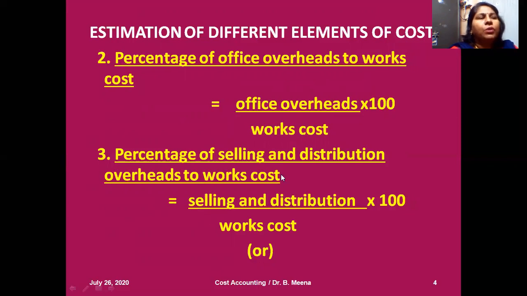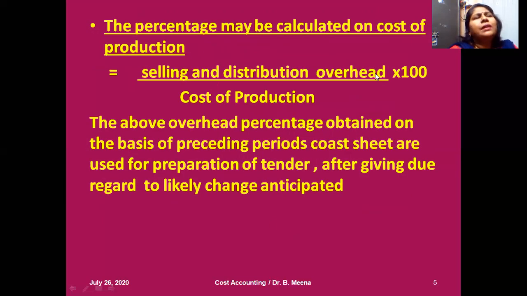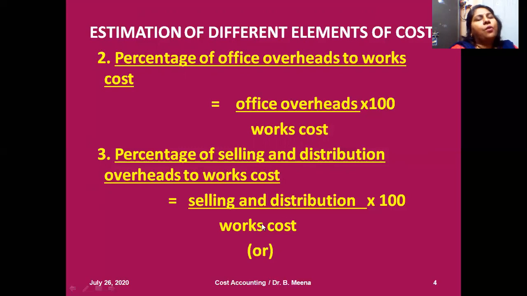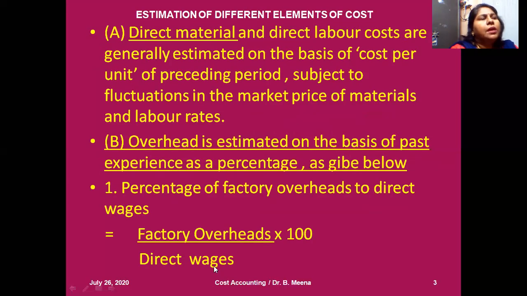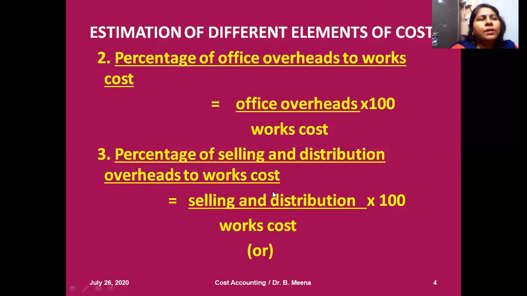There is another formula to calculate the third one, but for uniformity we will calculate it using this formula. The other formula is selling and distribution overhead divided by cost of production. So we will calculate the percentage of factory overheads, office overheads, or selling and distribution overheads by making use of the past information, where we prepare the cost sheet from the information given in the problem.